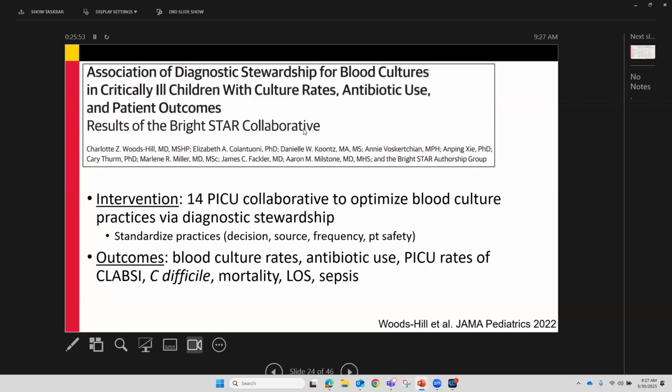Similar things have been done with blood cultures. A lot of people are more aware of this because of the shortage of culture bottles that happened last year. But these are some of the studies that defined how we could better use blood cultures. And this is in the PICU, so it's a pediatric example, but there are adult examples that are similar. So they trained people to optimize blood culture use, and then they looked at the outcomes.